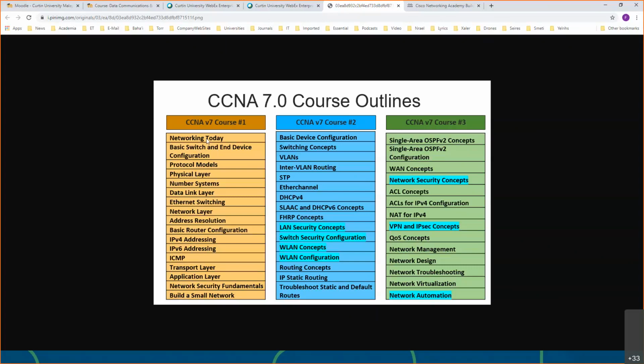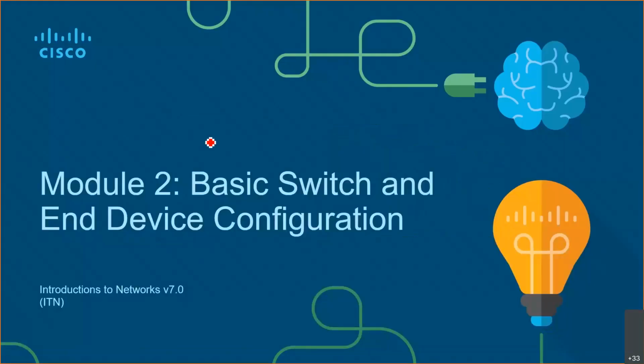Okay, let's start. So I'm going to start with module 2, which shows you the components of a network. One of the main components is a switch. A switch is used to connect IP devices together, especially computers. You connect them by using your cables. So we are going to go through basic switch and end device configuration.